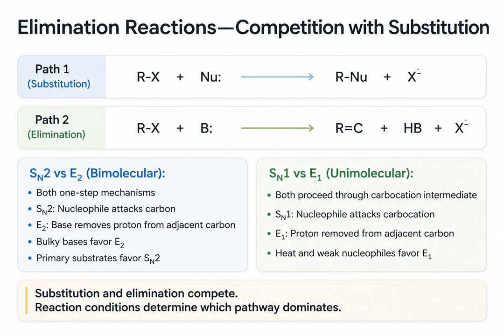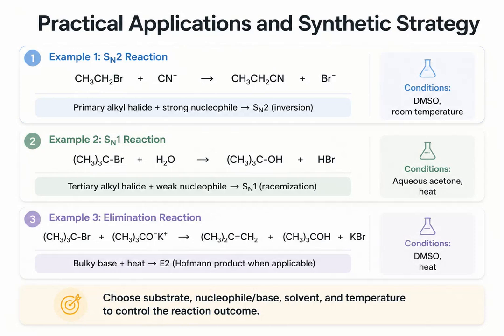If we want substitution, we use strong nucleophiles in mild conditions. If we want elimination, we use bulky bases and heat. Let's see how these principles come together in real synthesis. For a primary alkyl halide like ethyl bromide, we use a strong nucleophile like cyanide in DMSO at room temperature to get clean SN2 substitution with inversion.